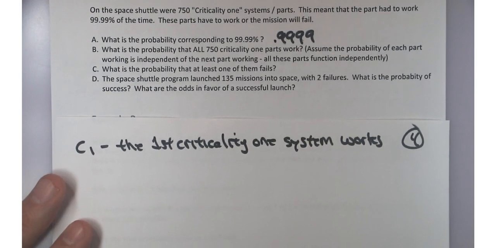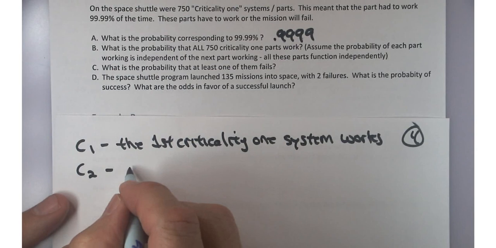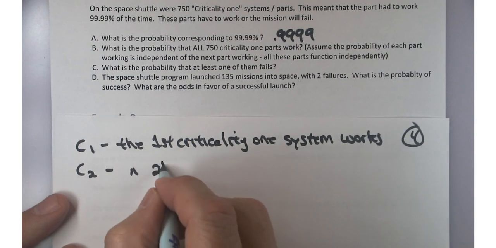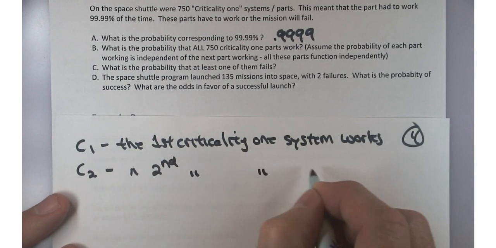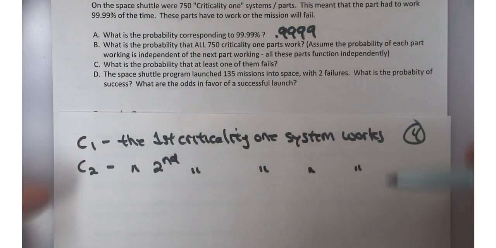But we got a lot of these parts, right? So we'll need C2, which is the event that the second criticality 1 system works, and so on. And that's what these little quotes mean. I think this stands for ibid. But I want all of them to work.